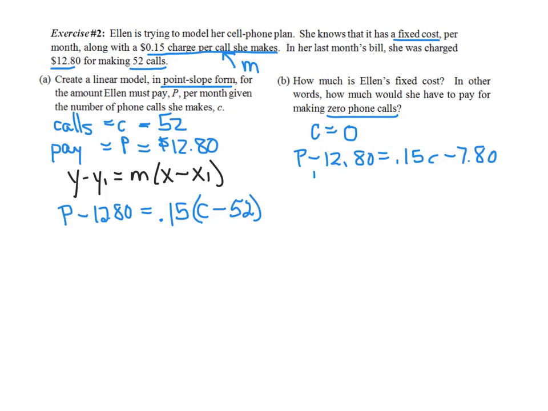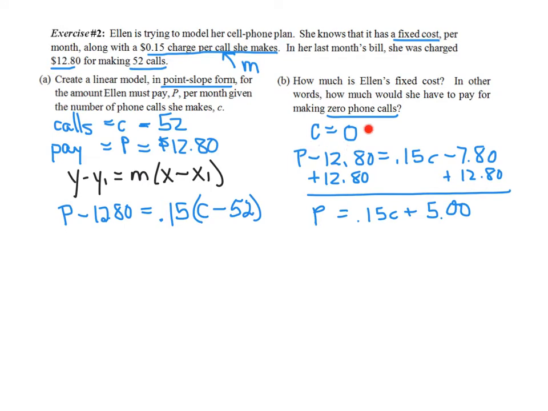Let's isolate the P, so I'm going to add 1280 to both sides of the equation. And I see that I'm getting the new equation, P is equal to 15 cents times C plus $5. This equation is now in slope-intercept form. That'll be more useful to us because we know that the number of calls is equal to 0.